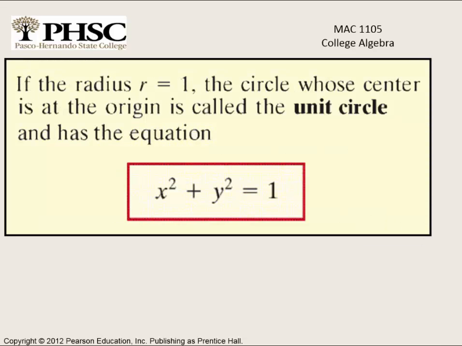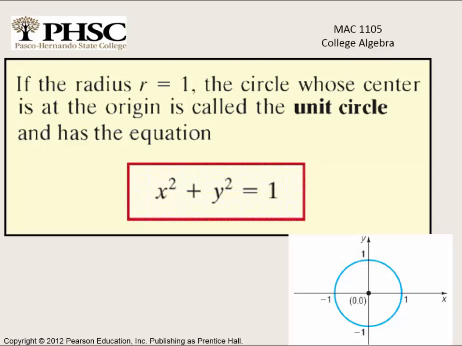Now, if the radius is equal to 1 and the circle has a center at the origin, this is what we call the unit circle. And this has the equation of x squared plus y squared equals 1, and this is what it looks like.